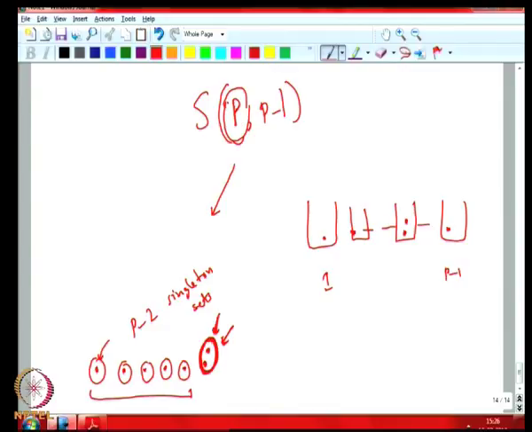So how will you decide these 2 objects? Out of P we can select these two elements in P choose 2 ways. Once you select those two elements, we put them together, and all the remaining objects we put one each into the remaining P minus 2 boxes. Therefore S(P, P minus 1) is equal to P choose 2.